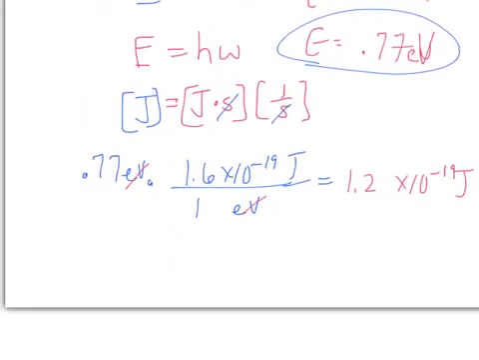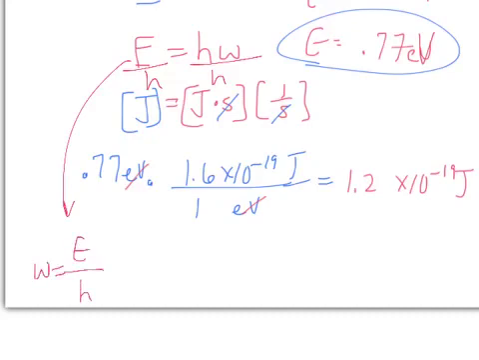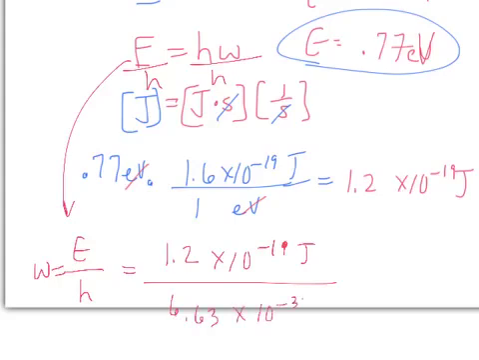Now we place that for energy, and again we're solving for frequency. So we will divide by h on both sides, giving us the amount of energy over h is equal to our frequency of the radiation emitted. Plugging in 1.2 times 10 to the negative 19 joules over 6.63 times 10 to the negative 34 joule seconds. Notice joules cancel, giving us units of some number times 1 over seconds, right? Seconds are in the denominator, and 1 over seconds is really hertz.